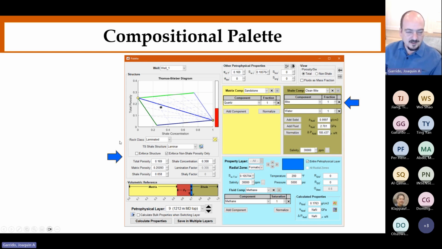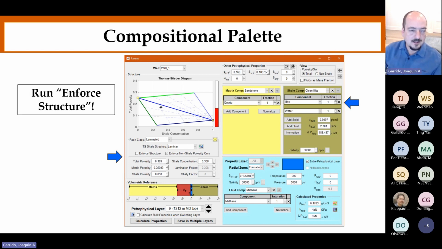One thing that is important is that if you say that this is laminated, this little dot that tells you the relationship between shale concentration, total porosity, matrix porosity, and shale porosity should be on top of this line. We have an operation in UTEP wells that is called enforce structure. And if we know that this is laminar, it should match. So we just do that.